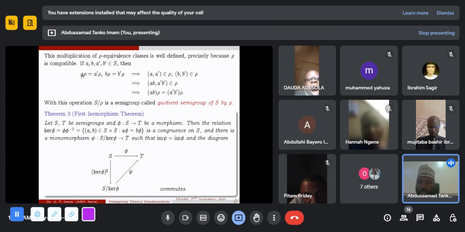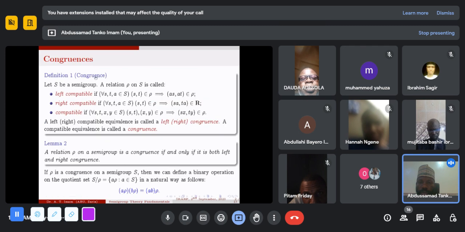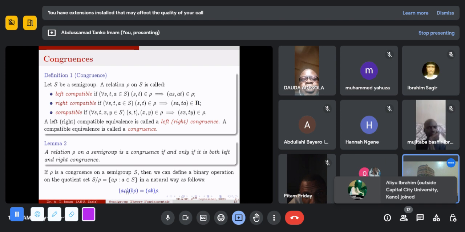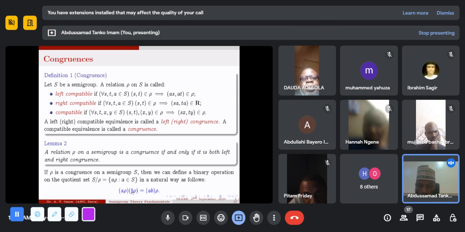So if you take A and A prime from the same equivalence class and you refer to that equivalence class as A rho and also as A prime rho, you would want to know whether the product, even by changing the name of the equivalence class, will still be the same. Only then will the operation be well defined.